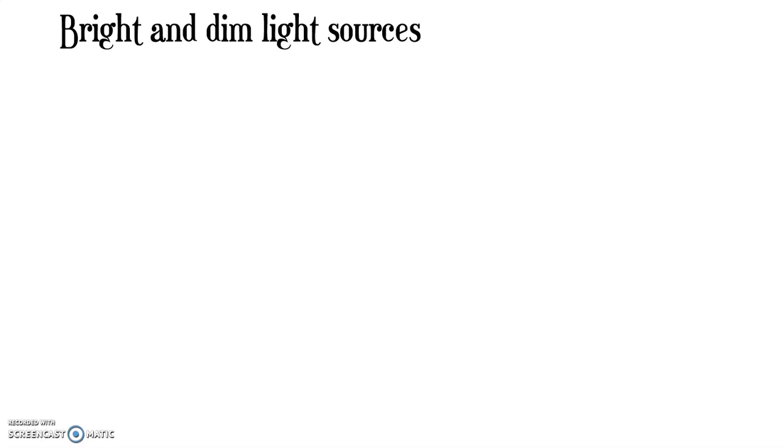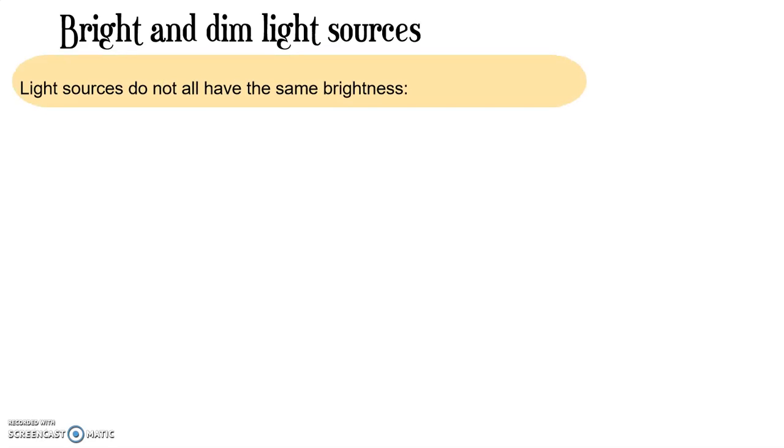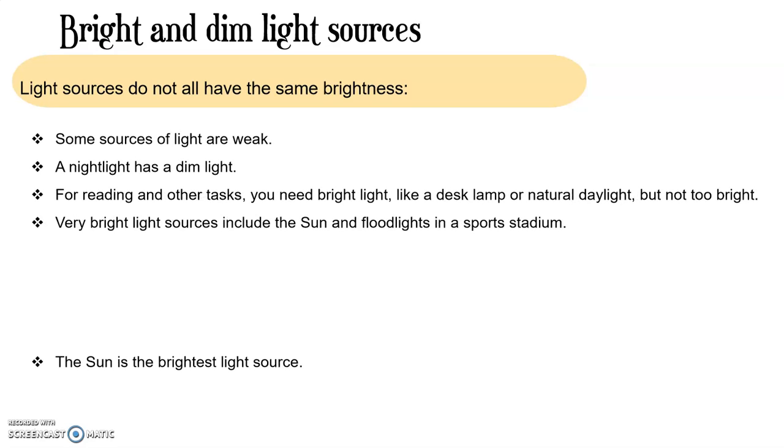And then next, bright and dim light sources. Light sources do not all have the same brightness. Yeah? Some sources of light are weak. A night light has a dim light. For reading and other text, you need bright light, like a desk lamp or natural daylight, but not too bright. Very bright light sources include the sun and floodlights in a sports stadium. The sun is the brightest light source.